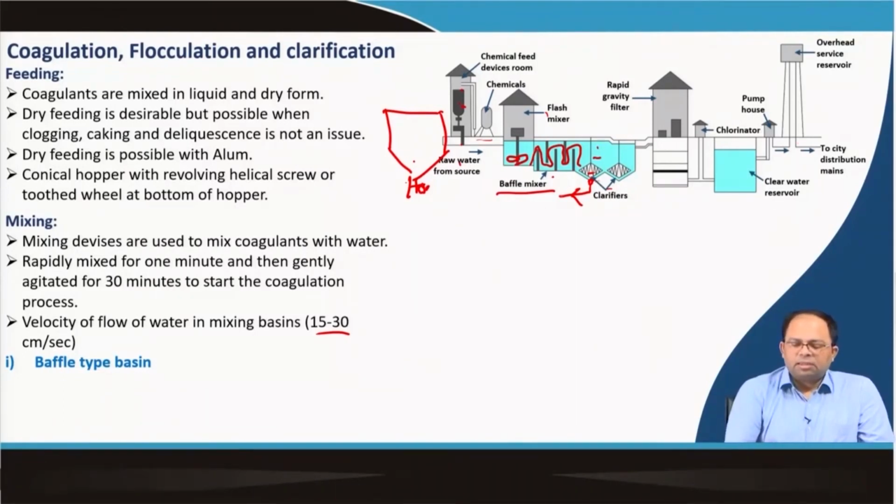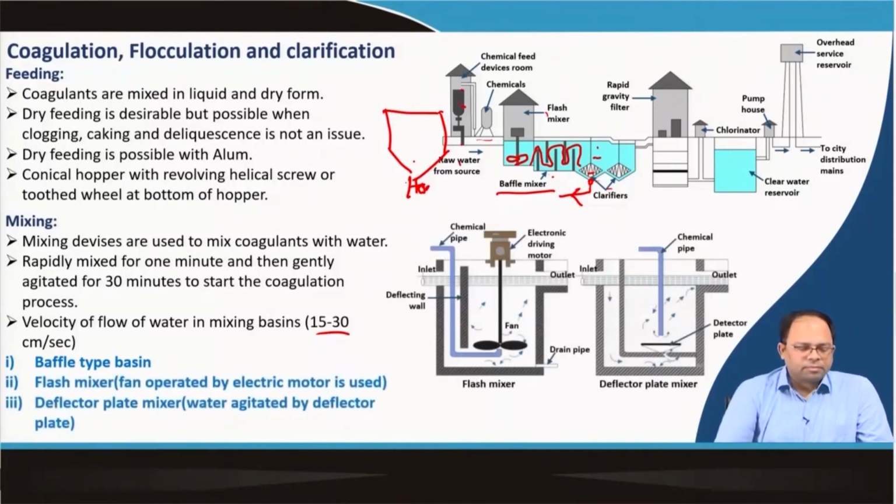So, this is a baffle type basin, whereas we have the flash mixer where we have a fan operated by an electric motor, as you can see over here. There could also be a deflector plate mixer where water is agitated by the deflector plate. Water enters over here, comes down, then goes up. The deflector plate continuously moves up and down, and that results in mixing with the chemicals. This is the chemical pipe where chemical is released. The mixed water then goes into the next chamber, where chemical is released, and there is a fan which allows mixing of water with the chemical.